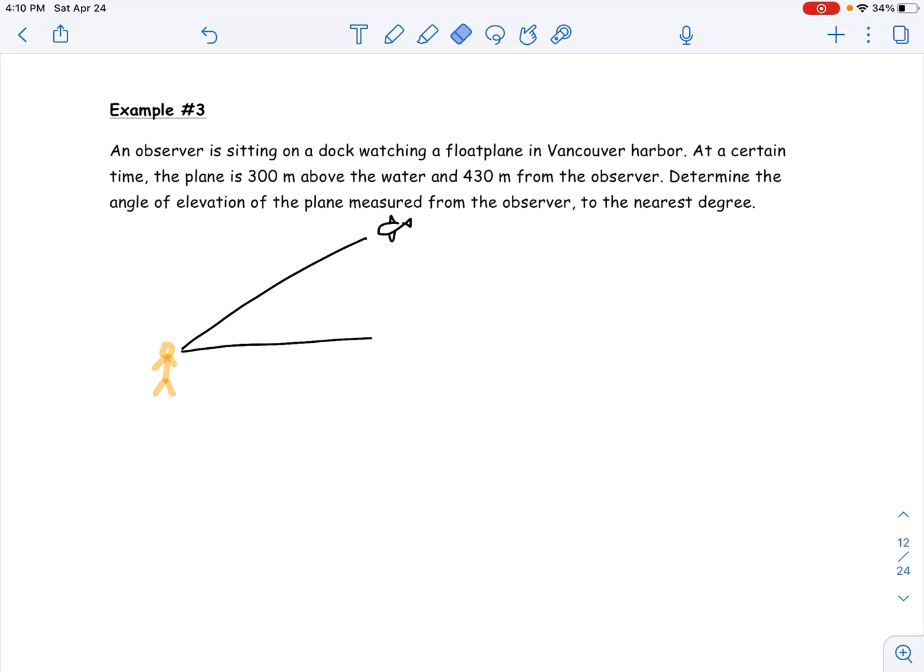So we know that the plane is 300 meters above the water. So I guess we're looking from the water. So we're going to look from his legs then, I guess. It's not from his eye level. So here is the water. So the plane is 300 meters above the water and 430 meters from the observer. Determine the angle of elevation of the plane measured from the observer. Right there.